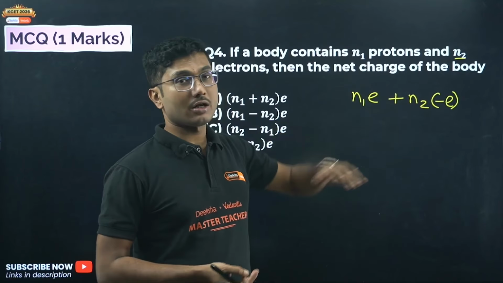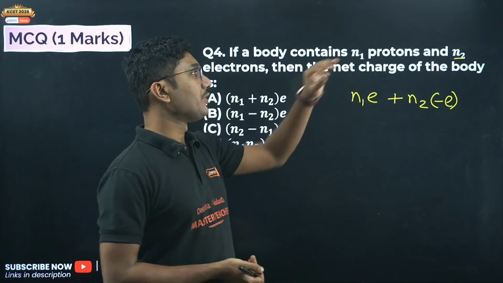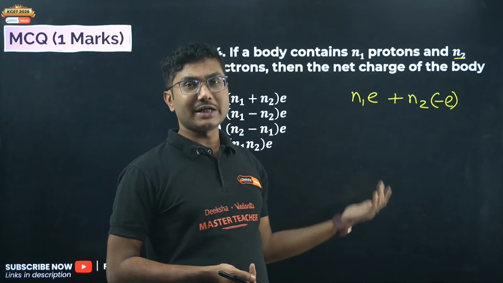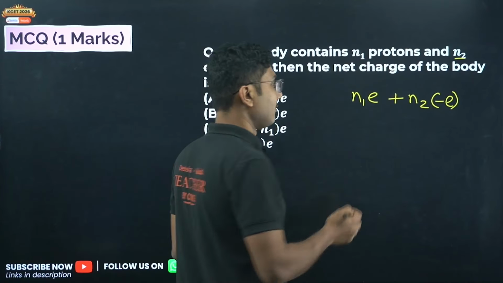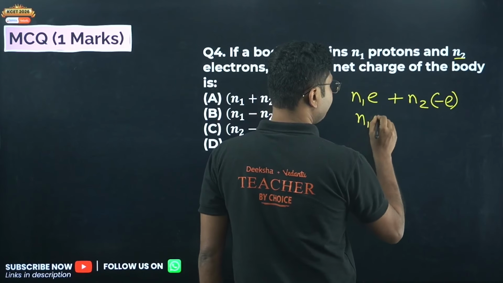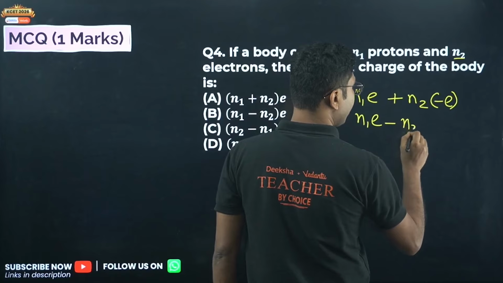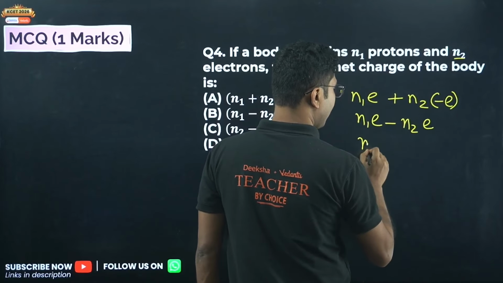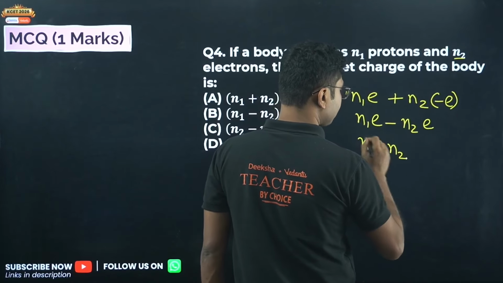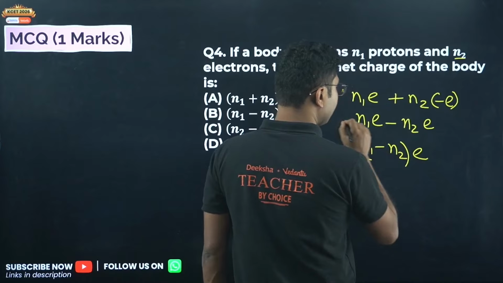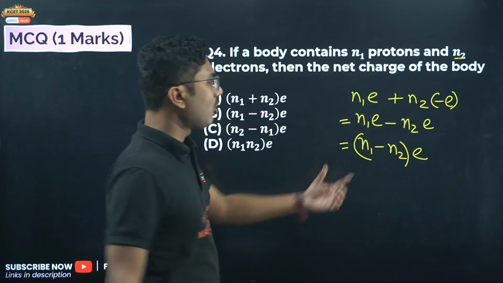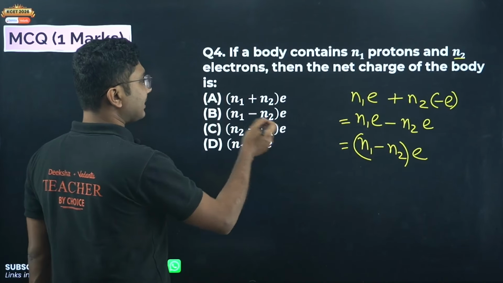Also you have to take care of the sign of the charges. If it is a proton, it will be positive. If it is an electron, the sign will be negative. So n1e minus n2e, or (n1 minus n2) into e. So this is the total charge of the body: (n1 minus n2) into e.